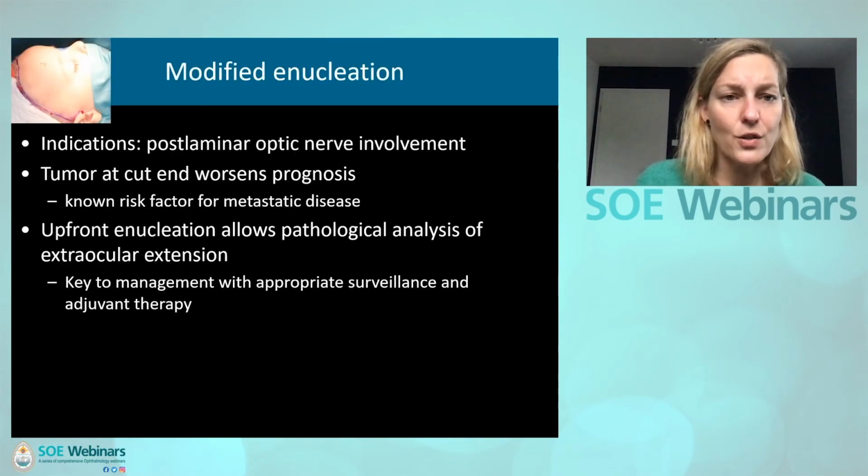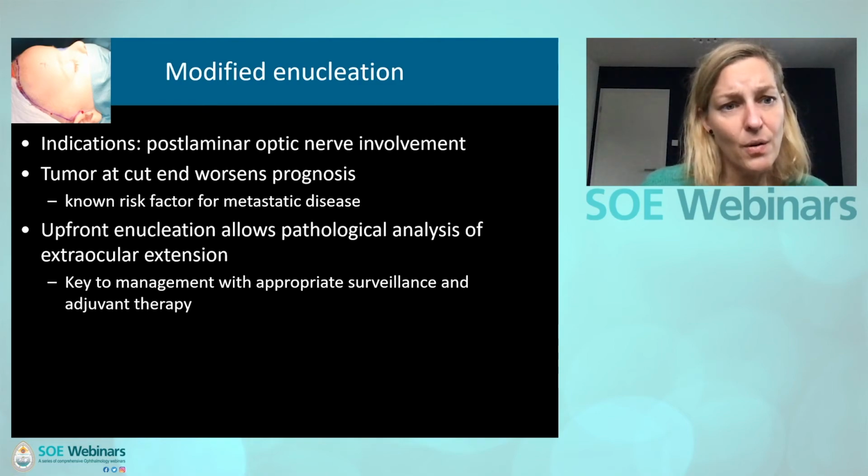So let's move on to the modified enucleation. Indications for that surgical approach are postlaminar optic nerve involvement. We all know that a tumor at the cut end of the optic nerve worsens the prognosis, as it is a known risk factor for metastatic disease, and therefore upfront enucleation without any neoadjuvant chemotherapy allows the exact pathological analysis of extraocular extension, and that is the key to management with appropriate surveillance and adjuvant therapy.